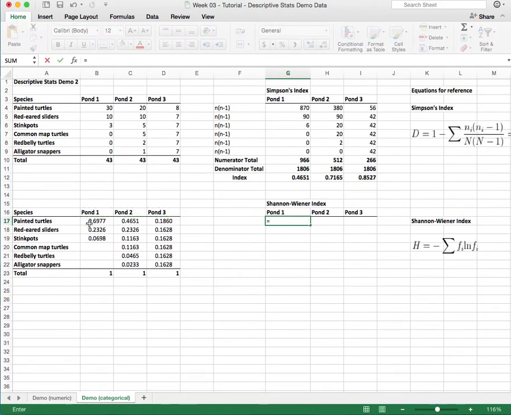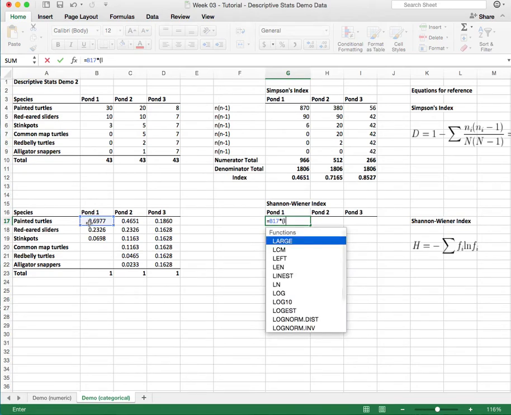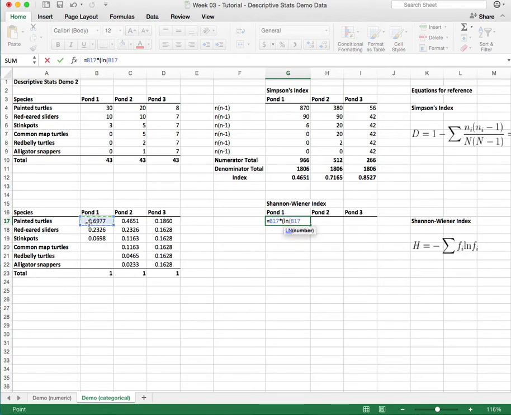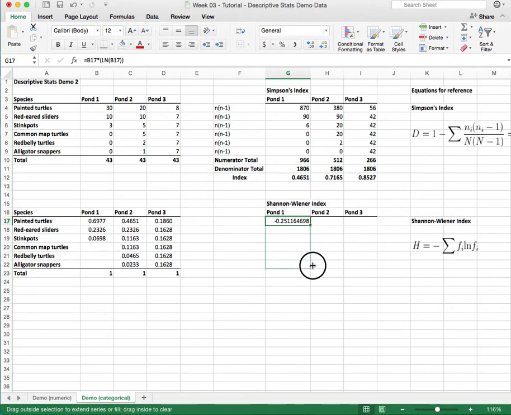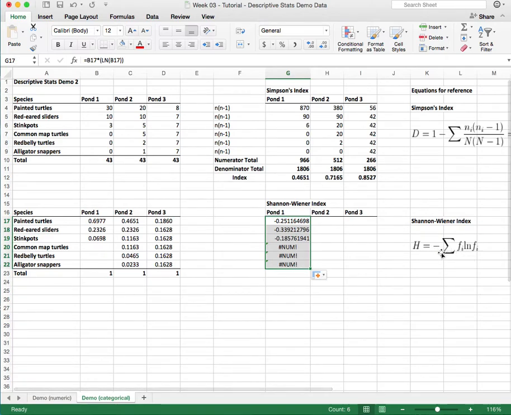Okay, so here it's equal to the relative frequency multiplied by, and I'll use another parenthesis here, ln is natural log in Excel, and we want the natural log of that same frequency. Close parenthesis around that B17, close parenthesis for the ln B17. Okay, and this gives us a negative value. All of these, in fact, are going to be negative. And because they're all negative, when we sum them up, we're going to have a negative value. That's why we take a negative at the very end.